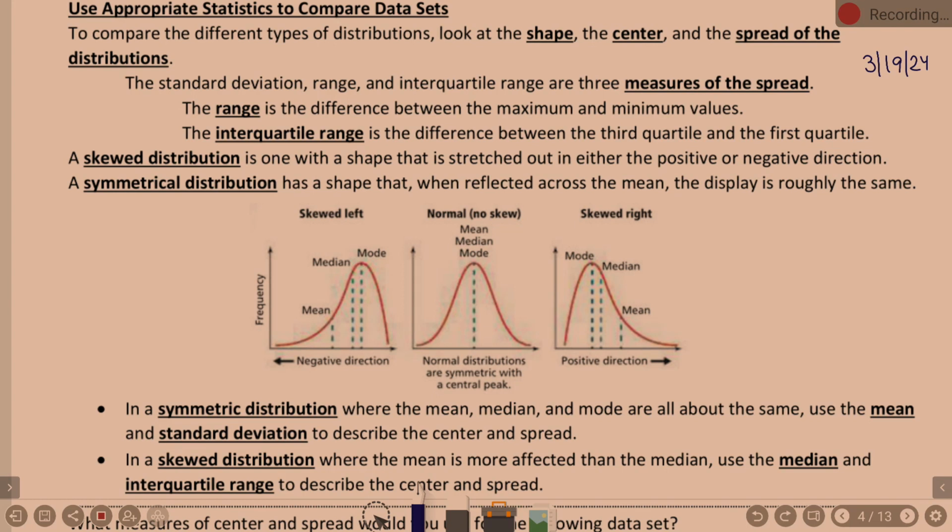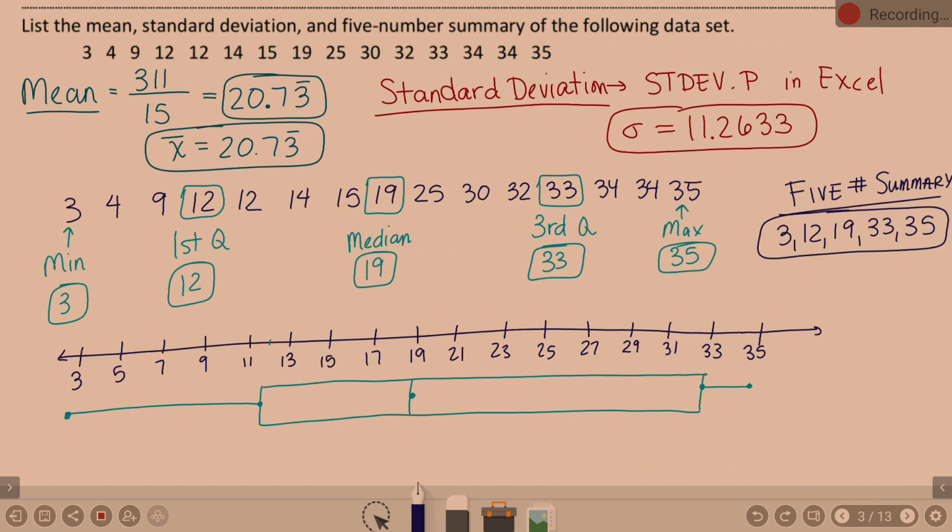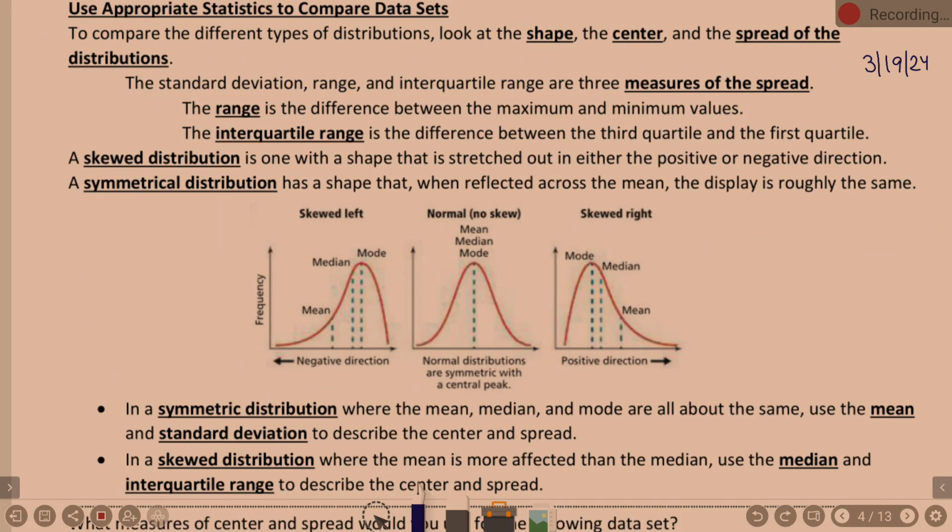Range is the highest minus the lowest value, subtracting your 2 endpoints. So how far apart are those? And then interquartile range. I don't know if you've done this or not, but interquartile range is the difference between the 3rd quartile and 1st quartile. If you recall yesterday when we found these, on this last example we did, our range would be 35 minus 3, the max minus the min. Whereas the interquartile range is 33 minus 12. So it's the difference between the 1st and 3rd quartiles.